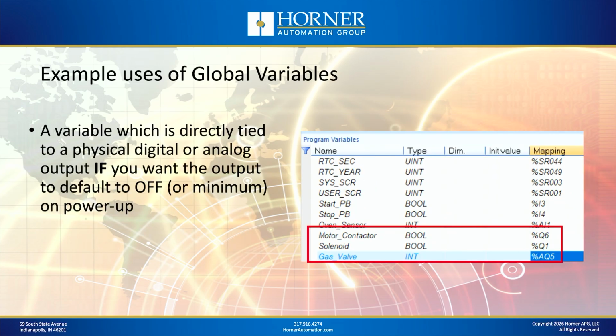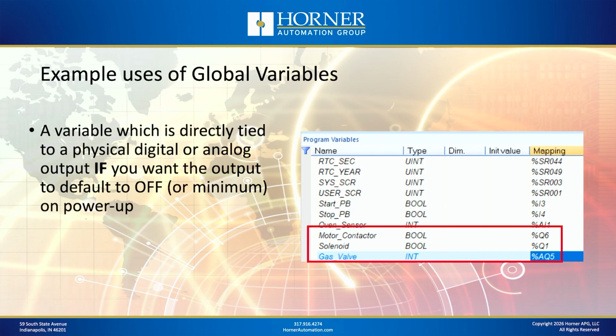Okay, next let's talk about another real-world I/O point, this time an output, maybe a %Q for a digital output or an AQ for an analog output. Now, nearly all the time, these are going to be globals as well, because whatever variable you create will be mapped to a specific Q or AQ I/O point.